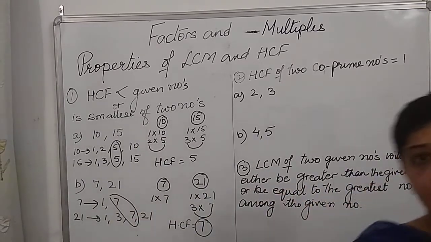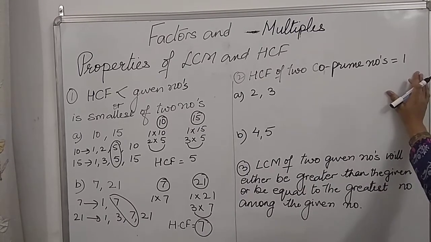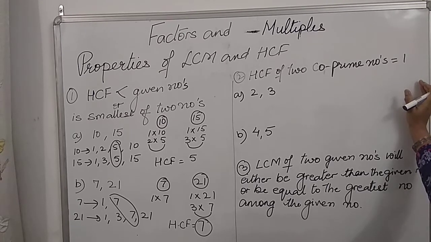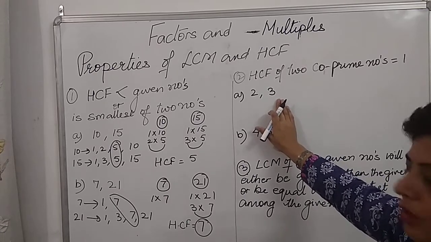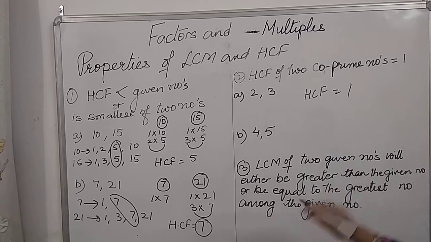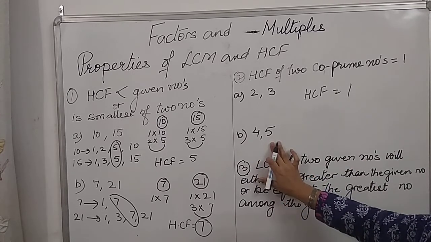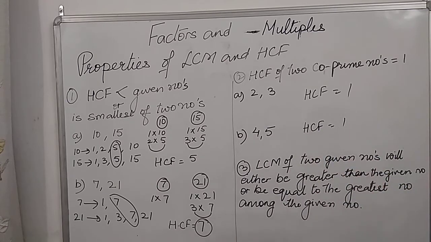Now, when both the numbers are co-prime, it means that they do not have a common factor other than 1. 1 is a factor of every number, that we know. So, in this case, 2 and 3 are co-prime numbers. They do not have any common factor. So, in this case, HCF will be 1. 4 and 5 also are co-prime. They do not have any common factor. So, HCF will be 1 in this case.